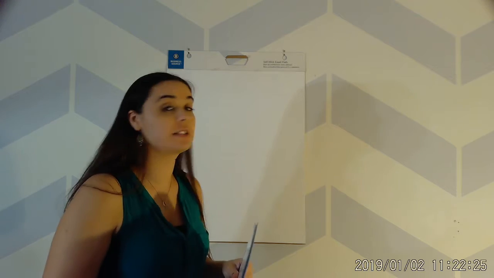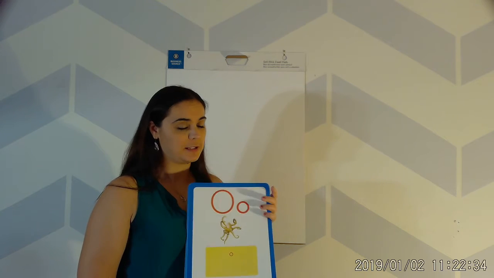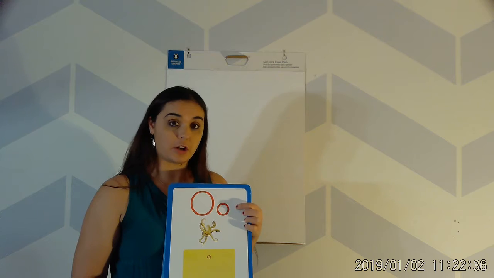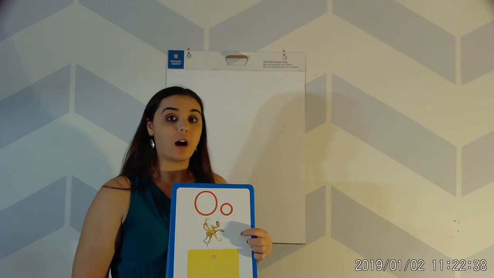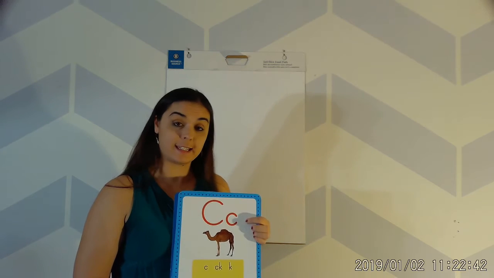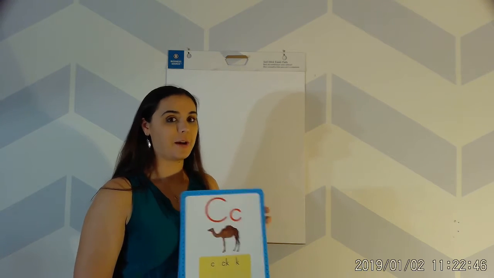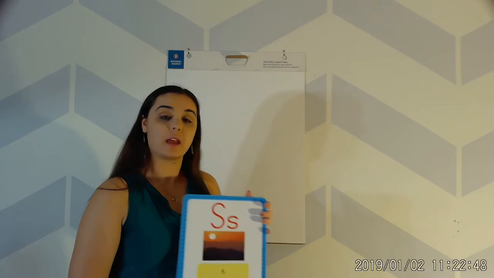So before we get started, we're going to review all of the letter sounds that we've done so far this year. So when I say the letter, you go ahead and say the sound. Thank you so much for your participation. All right, so the letter O says what? Ah. Thank you. And the letter C says what? Ka, like camel. Thank you. And the letter S says s, like sun.